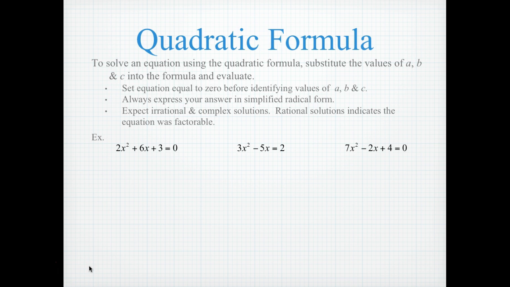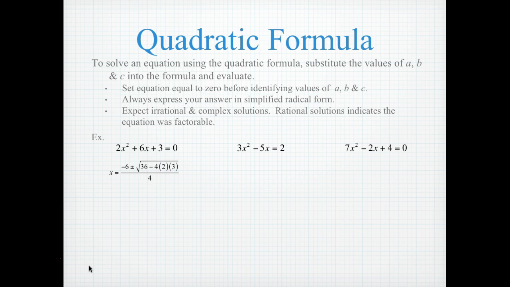So our first equation reads 2x squared plus 6x plus 3 is equal to 0. The given equation is equal to 0, so we are ready to begin our substitution by placing 2 in place of a, 6 in place of b, and 3 in place of c. Notice I have already completed some of the basic steps to begin my simplifying.